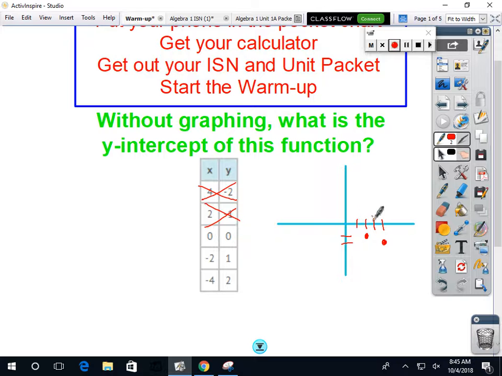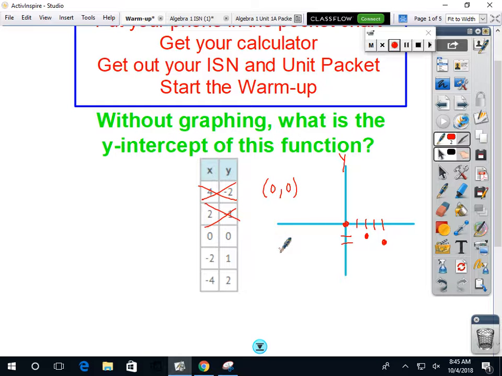0, 0 means you wouldn't go left or right. It's at the origin. Is that a y-intercept? Yes, isn't that point sitting directly on the y-axis and the x-axis? So technically it's both. It's the y-intercept and the x-intercept. So 0, 0 is the y-intercept.